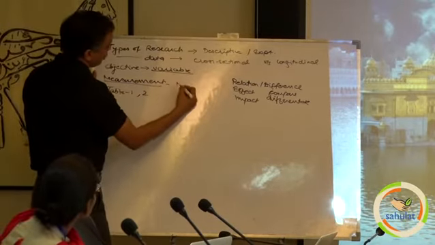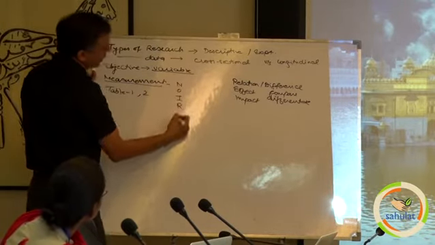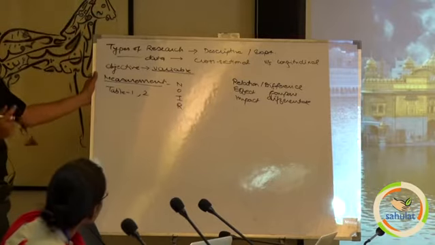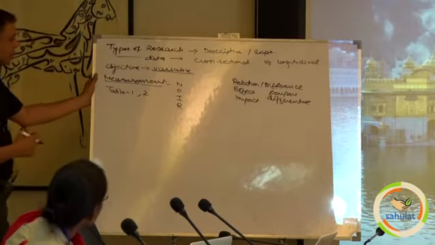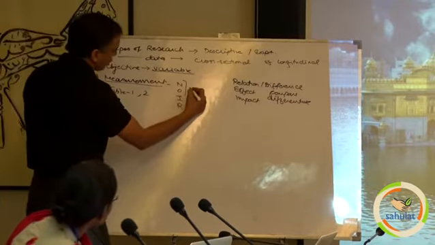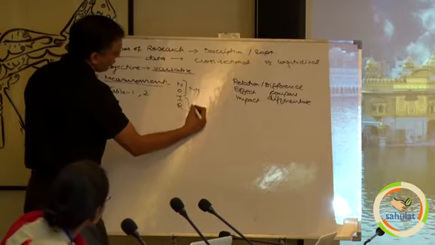Measurements: nominal, ordinal, interval and ratio. And we talked about what sort of question results in what sort of measurement. Nominal and ordinal are called non-metric. These two are called metric.